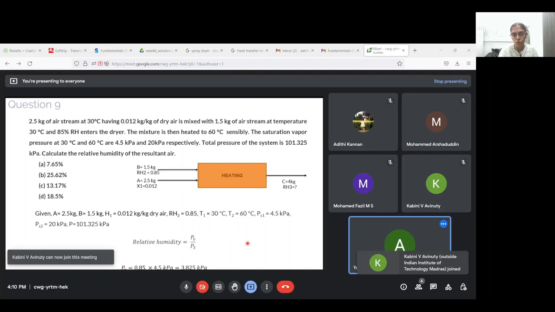So if you substitute your relative humidity as 0.85 and your saturation pressure at 30 degrees Celsius is already given as 4.5 kilopascals, if you multiply this, you will get your vapor pressure, which is 3.825 kilopascals. So from vapor pressure, it is easier to derive your moisture, that is your humidity.